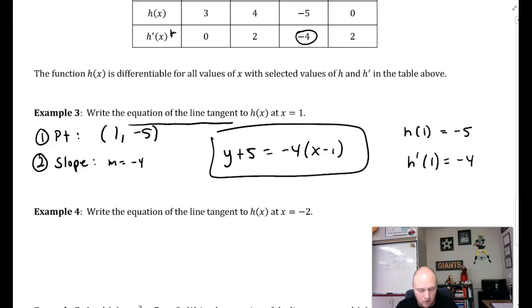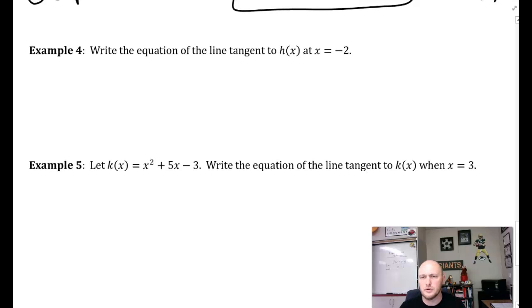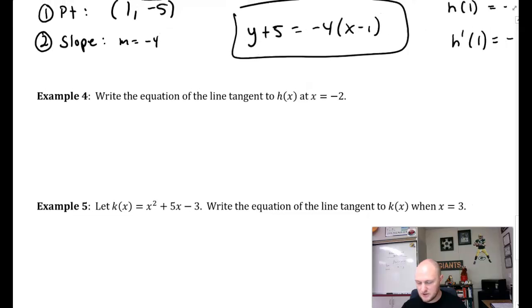Okay, I want you to go ahead and pause me. I want you to try example number 4 on your own. Write the equation of the line tangent to h of x at x equals 2. Take a second, pause me. I'll show you the answer here in a second.